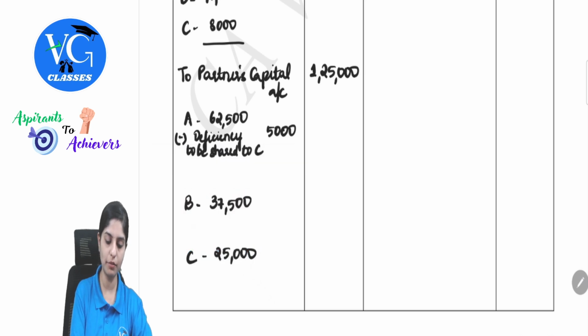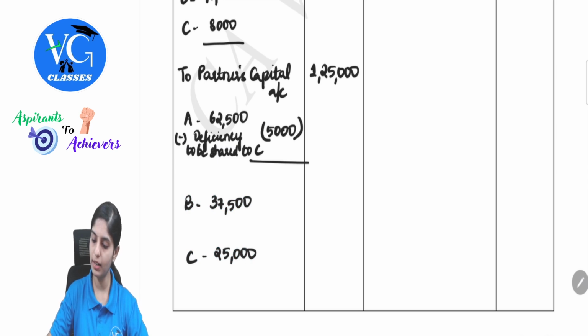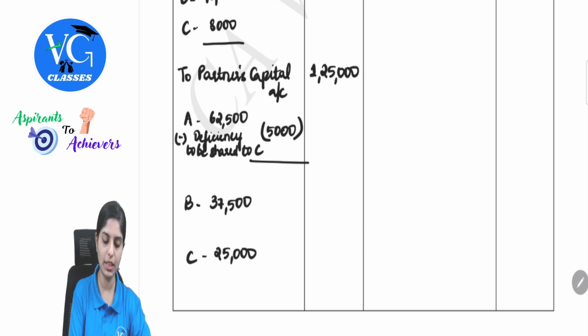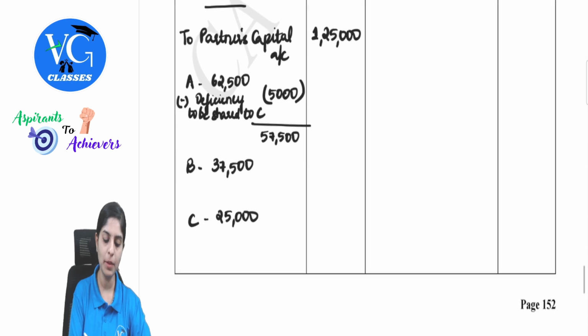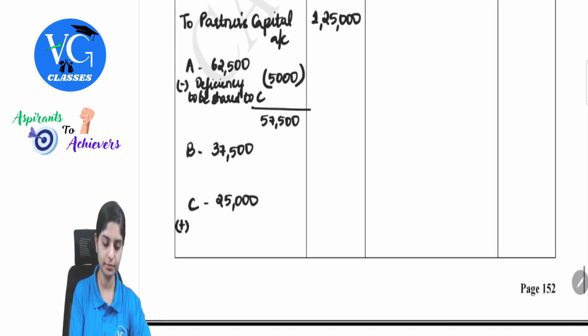So 5,000 will be reduced from A's share. 62,500 minus 5,000 is 57,500, which will be ultimately transferred to A's capital. For B's capital, 37,500. He's not sharing any guarantee. For C, add the 5,000 received from A. So the net amount which goes to C's capital will be 30,000.